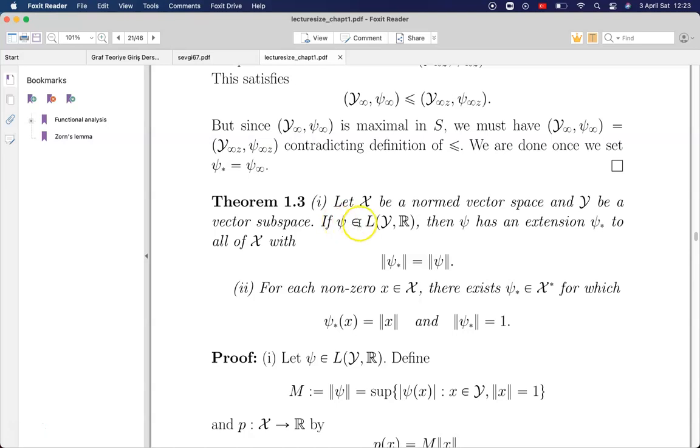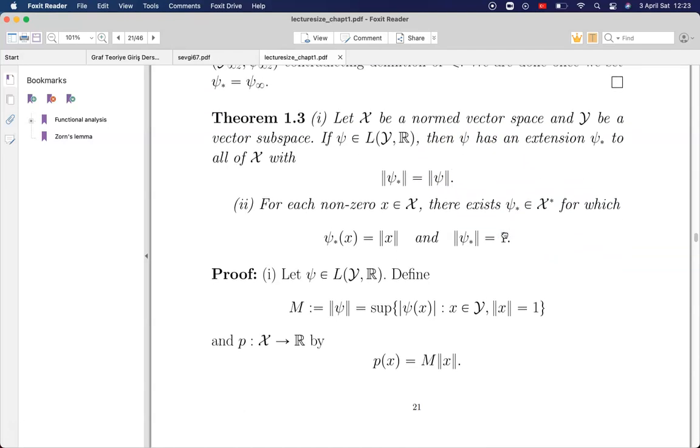If psi is a bounded linear functional on the subspace y, then psi has an extension psi star to all of x with the norms coinciding. The norm of psi star is the same as the norm of psi. Okay. Söylediği şey bu.